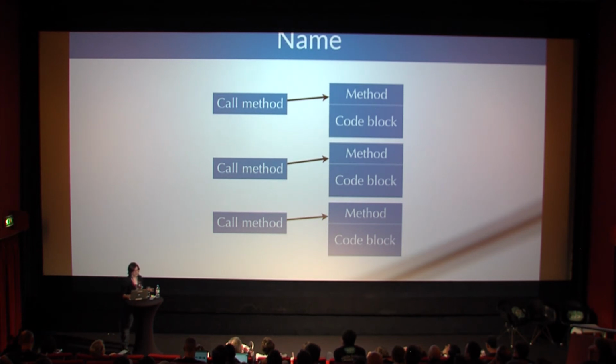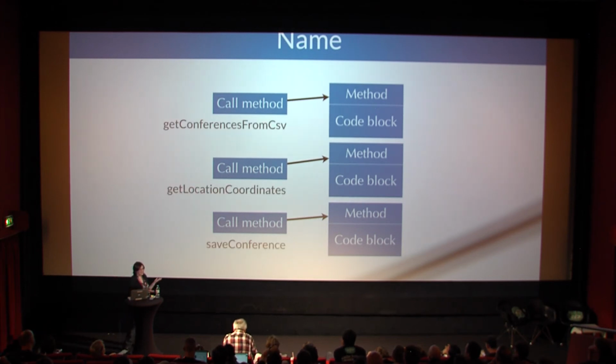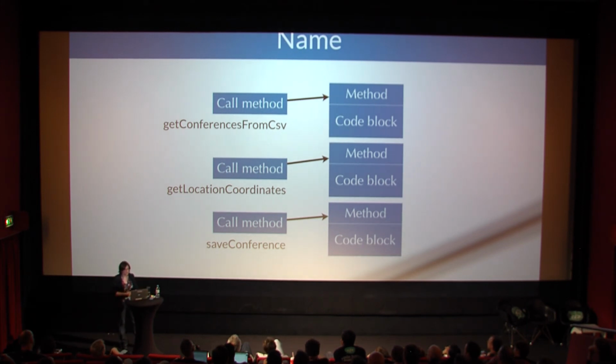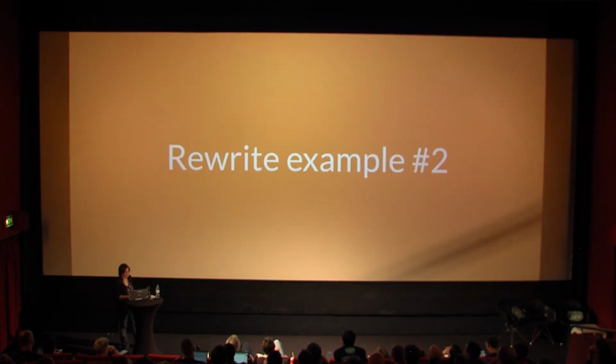How do you name those methods? Usually very similar to the comment that was on top, because most people, what they're going to write in the legacy code is what this does. Well, that's the name of the method. This one is get conferences from CSV. Just come up with a standardized way to do it: get conferences from CSV, get location coordinates, and then save conference. And that's actually pretty straightforward. And you'll have the slides on Twitter, so you'll be able to follow those methodologies.